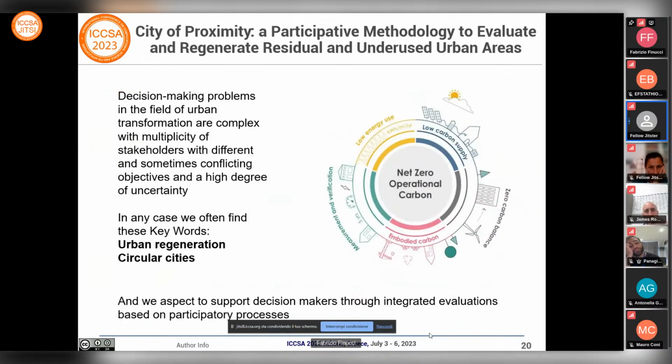Now, in the next slide, we can see how the evaluations and decision-making problems in the field of urban transformation are complex, with a big number of stakeholders with different and sometimes conflicting objectives. Generally, we have a high degree of uncertainty, but in any case, we often find these keywords: urban regeneration and circular cities. And we expect to support decision makers through integrated evaluations based on participatory processes.